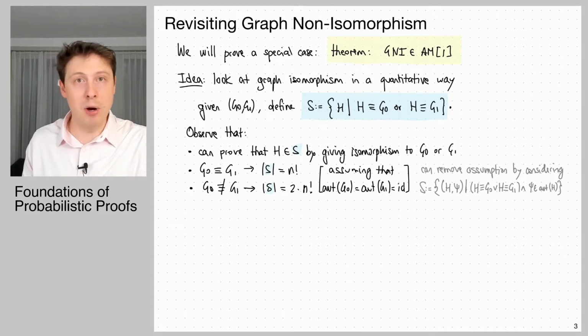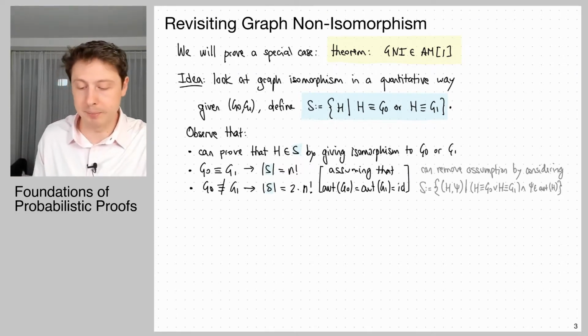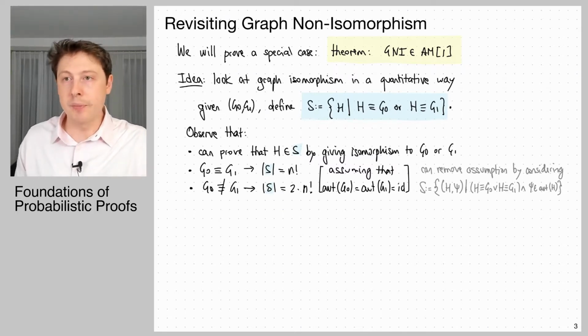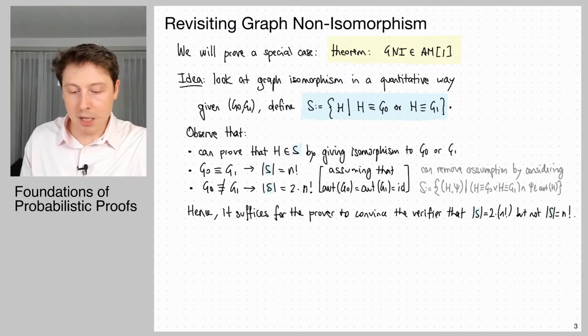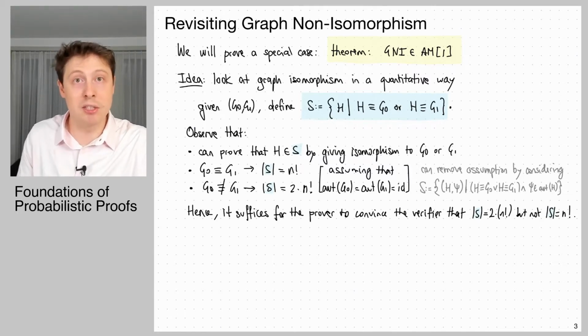The main point I want you to take away from this is that depending upon whether G0 and G1 are isomorphic or not, there is a set that has one size or twice that size. That is the sense in which we're looking at graph isomorphism in a more quantitative way. So this simple observation is actually going to take us very far, because now it really suffices for the prover to convince you that this set has size 2 times n factorial rather than size n factorial. That's all we really need to do.